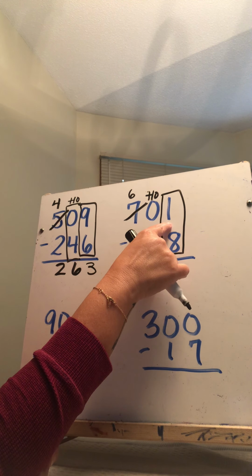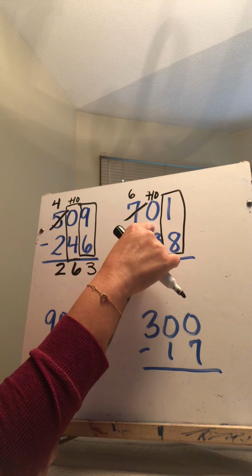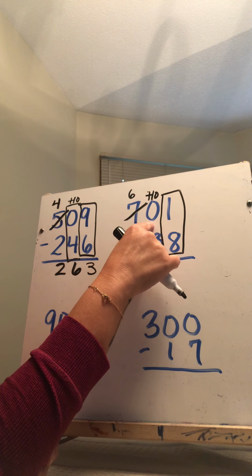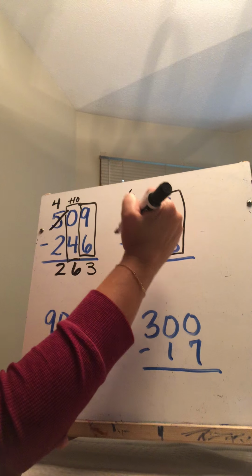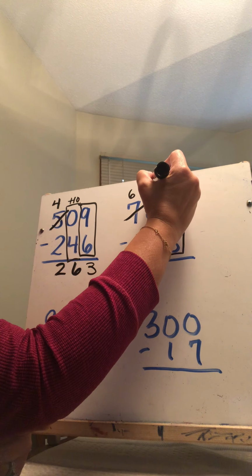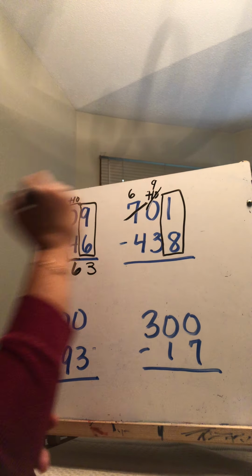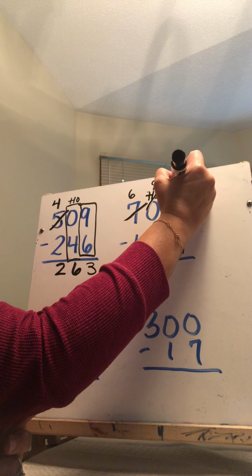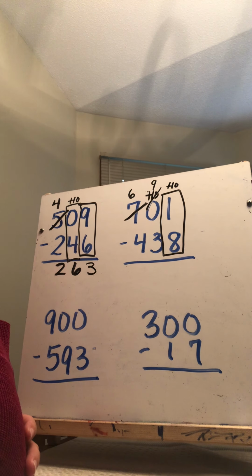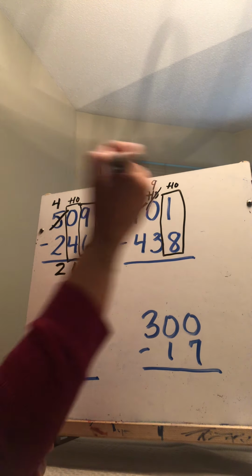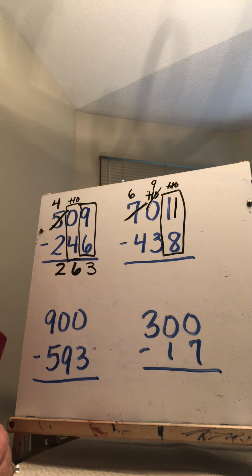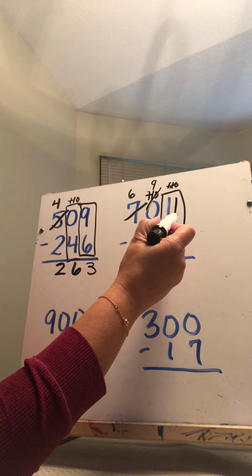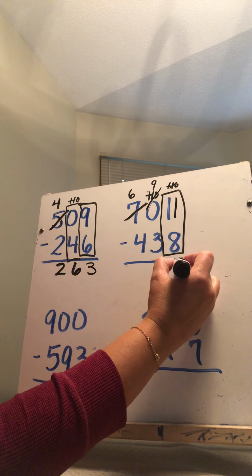Now that my tens have 10, I can regroup, because now I can borrow a 10 from my 10, and I make that a 9, and I'm going to now add 10 to the one that I already have. 10 plus 1 is 11. Now I can go ahead and subtract. 11 minus 8 is 3.